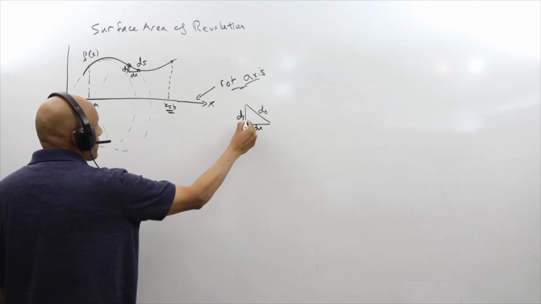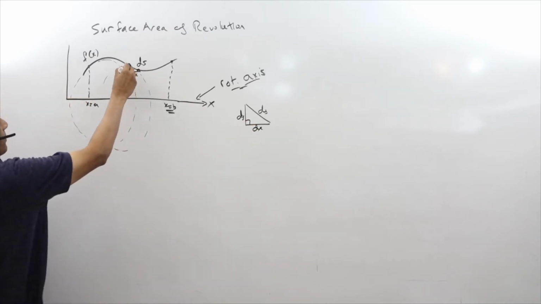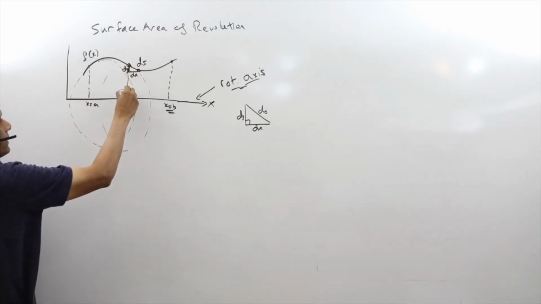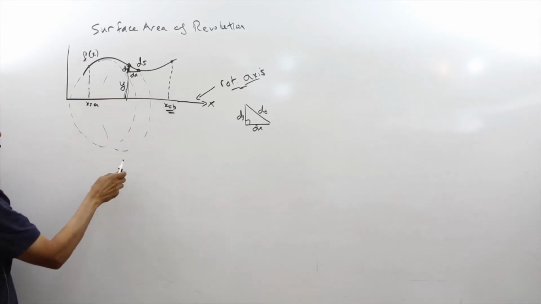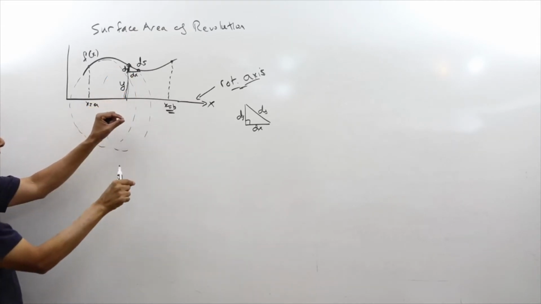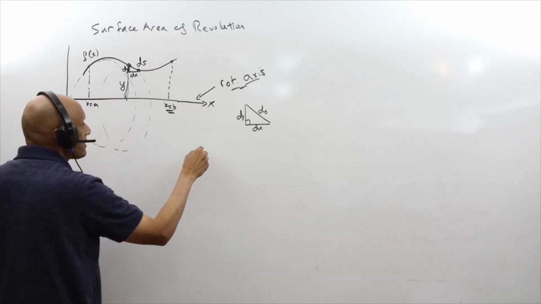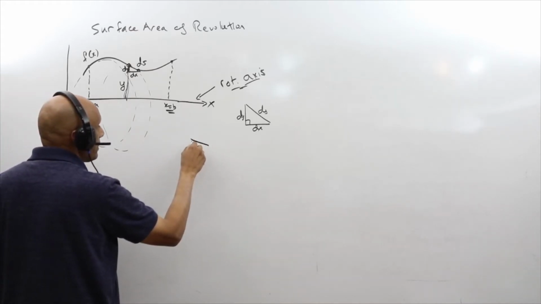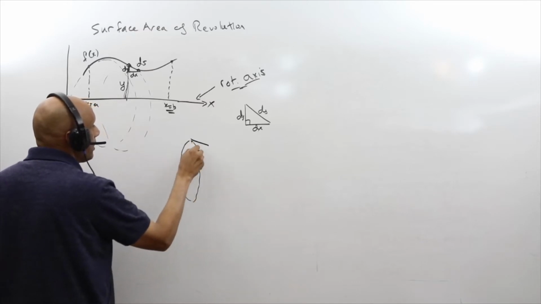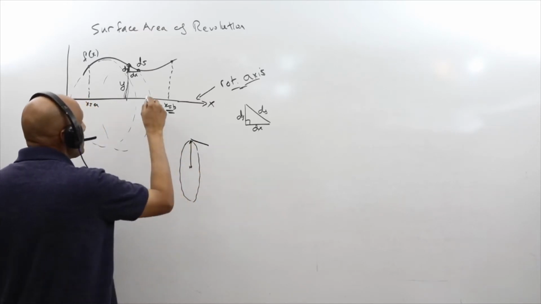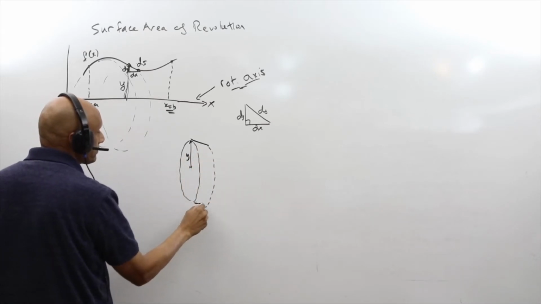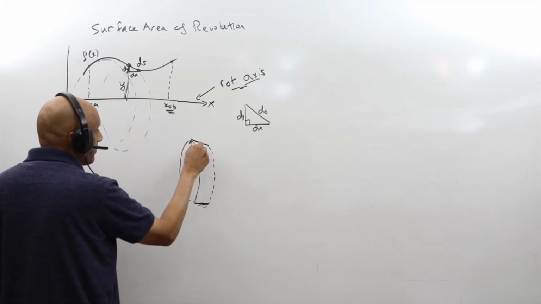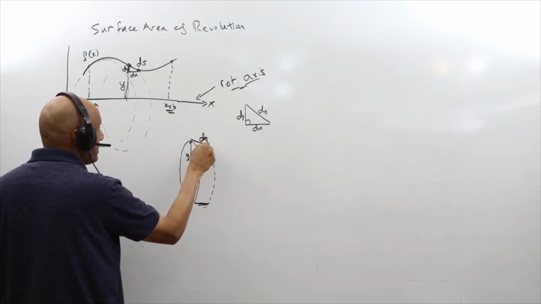So let's just use Pythagoras' theorem. This segment, from here to here, has a length of y, and that basically is rotated. So it's kind of a ribbon. This ribbon is rotated, and the ribbon length is ds. So here's our ribbon, and it's got a radius from here to here of y, and this ribbon length from here to here is ds.